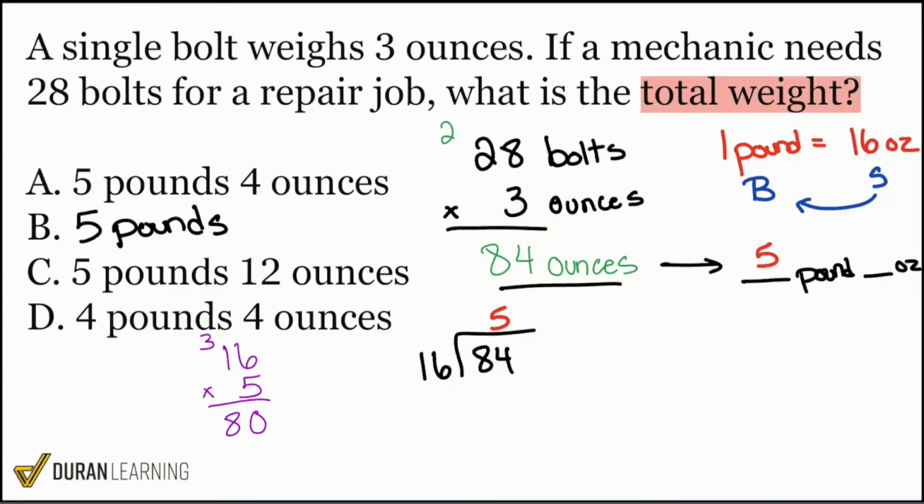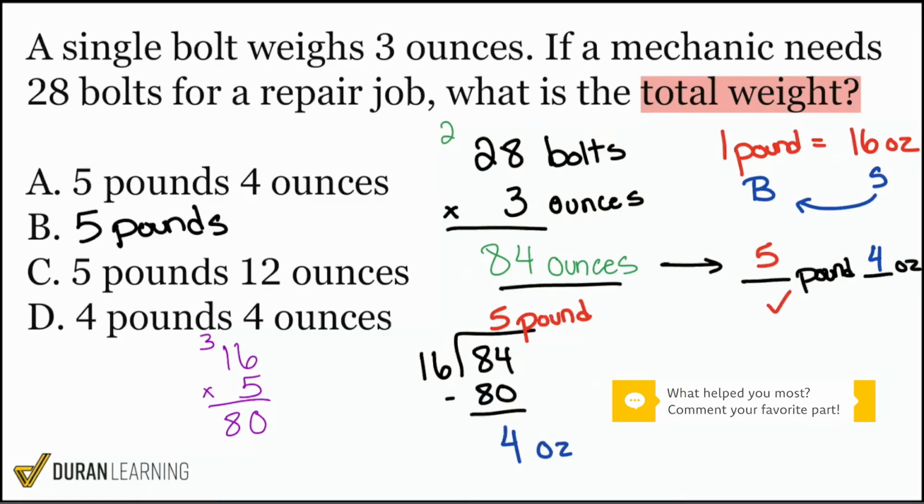And when we subtract that 80, everybody, what remains? What is the remainder? That remainder is 4. This is the remaining number of ounces. The 5 represents the pounds right here. And then the 4 represents the remaining ounces right there. So there we go. The remainder is the remaining unit. So that means that the correct final answer is 5 pounds and 4 ounces, which is answer choice A.